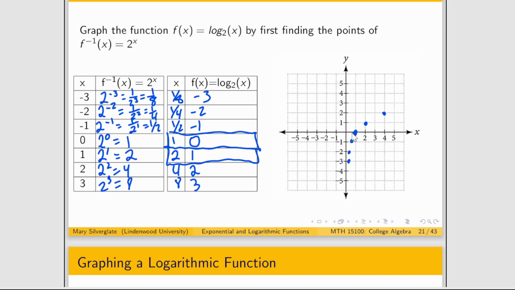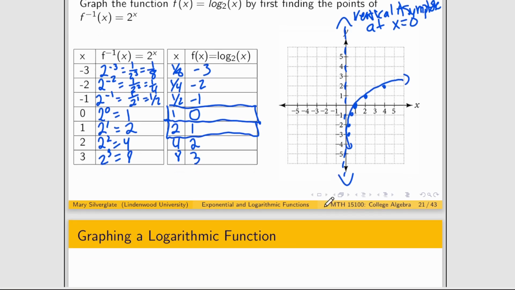So 1/2 is closer to 1 and it's a negative 1. 1/4 is a little bit further away from 1 and closer to the 0, and that's a negative 2. 1/8 is even closer to the 0, and that's a negative 3. So we can already see visually this vertical asymptote at x equals 0. And then we can connect these points to make our nice, beautiful logarithmic function.